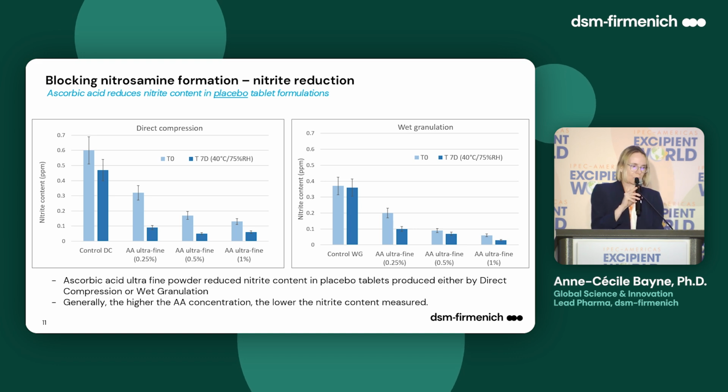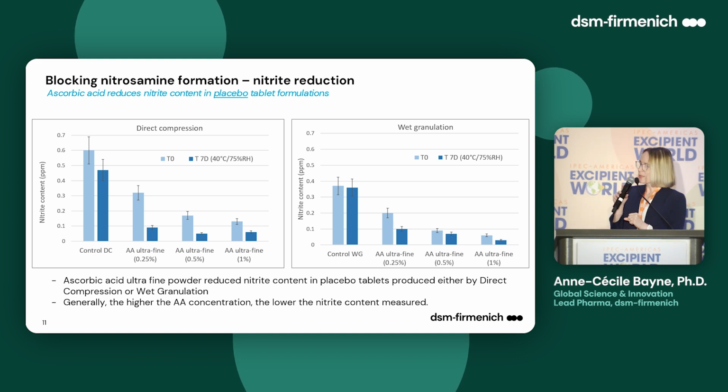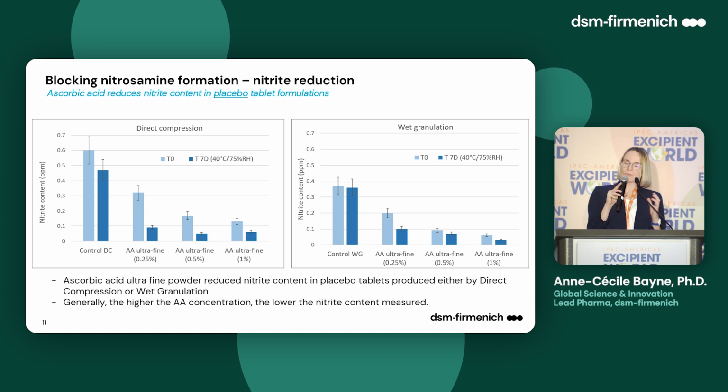So, in the first step, we actually prepared some tablets. We wanted to compare really the activity of ascorbic acid at different concentration, really understanding if it really worked and if you added more, you would see an impact. So we manufactured some tablets either via direct compression or wet granulations with increasing amount of ascorbic acid, the ultrafine powder, so the finest powder we could find, from 0.25% all the way to 1% under high stress condition, 40 degrees Celsius and 75% relative humidity.